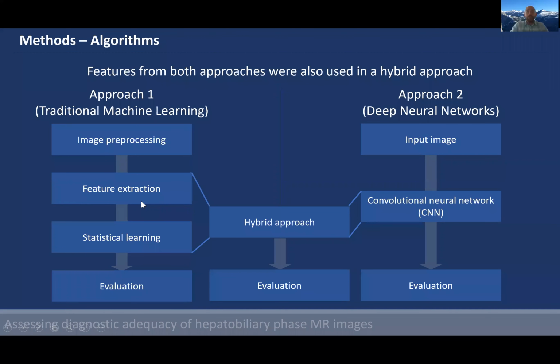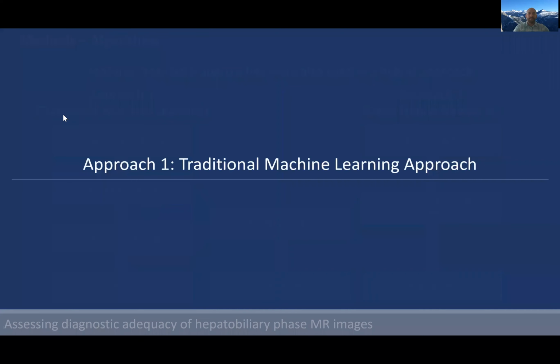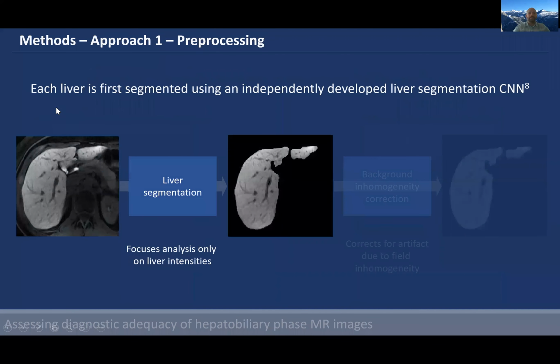Okay, so I have these two approaches, right? We have features within approach 1, we have features in approach 2. Then we look at a hybridized approach where we just fuse the features together from its feature extraction step as well as this CNN step. So we literally take these numbers, concatenate them, and then input those into a random forest classifier. So this is the first approach, the traditional machine learning approach.